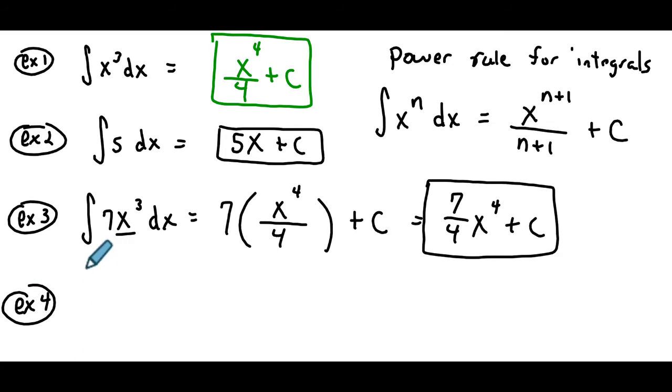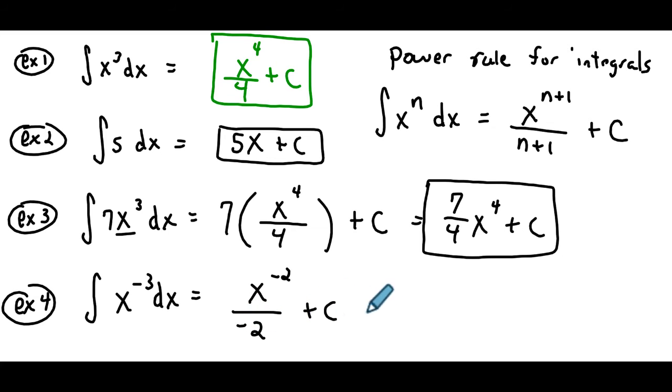Let's say I have the integral of x to the negative 3rd dx. So the same thing happens. I'm going to take my power and add 1. So negative 3 plus 1 gives me a negative 2, and divide by that new exponent, plus c. So just simplifying this down, I get negative 1/2 x to the negative 2, and I can write it with a negative exponent, plus c. That's my answer.